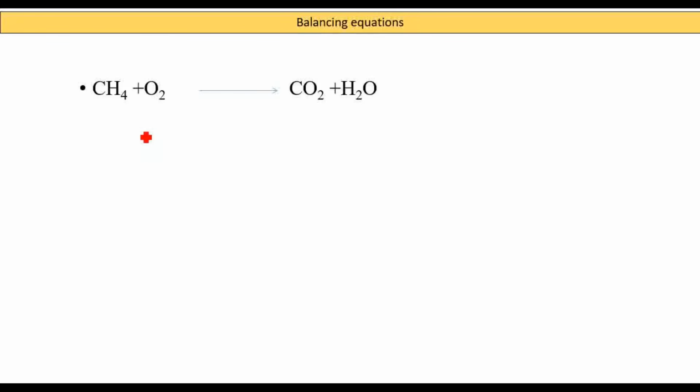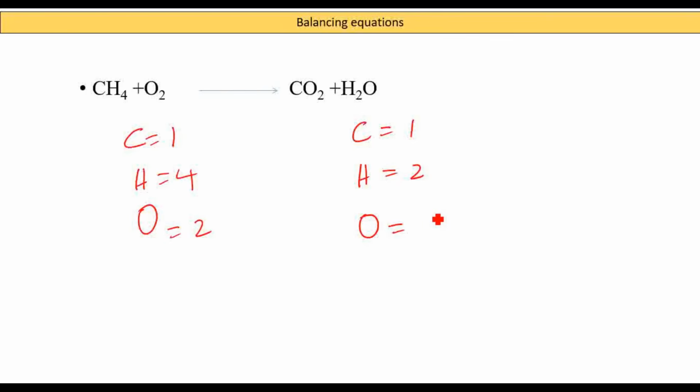Okay, combustion reaction, C, H and O. How many carbons? 1. How many carbon? 1. How many hydrogen? 4. How many hydrogen on that side? 2. How many oxygen? 2. How many oxygen on this side? 3. So the rule is, when you get these type of reaction, always try to balance them in carbon, hydrogen, and oxygen. So straight away we see our hydrogen is off.